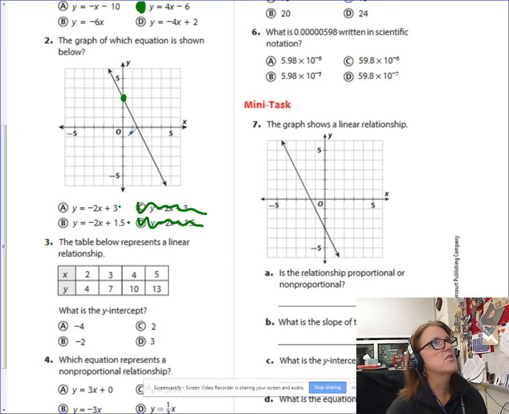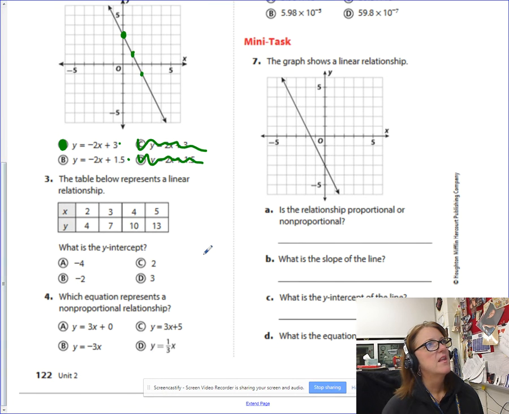I like to always double check. Down 2 to the right 1. Down 2 to the right 1. That's a slope of -2. Okay. Number 3. The table below represents a linear relationship.